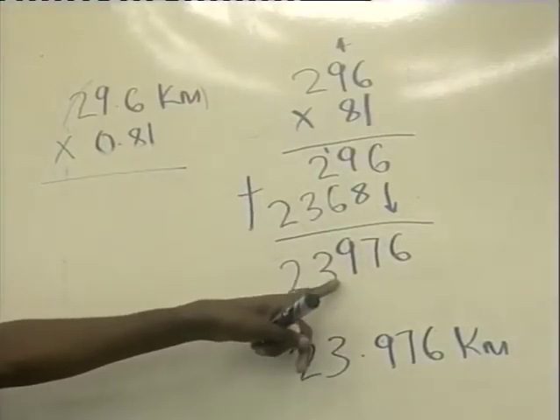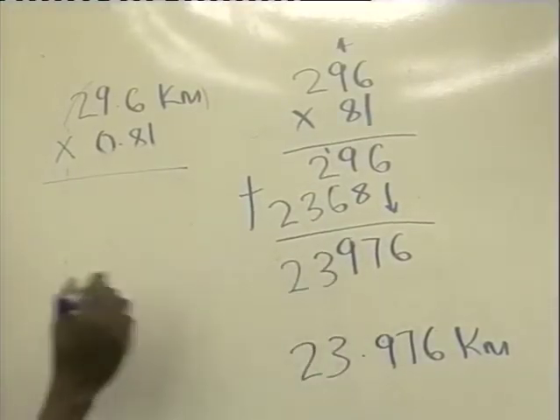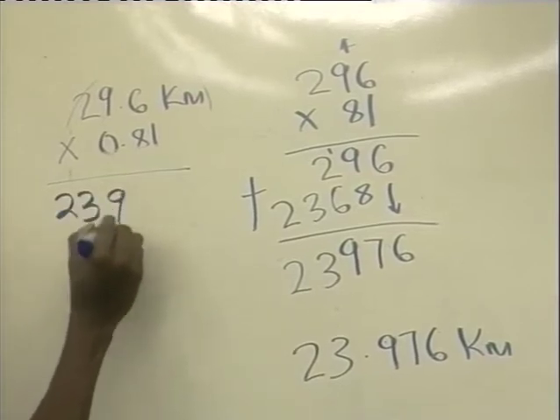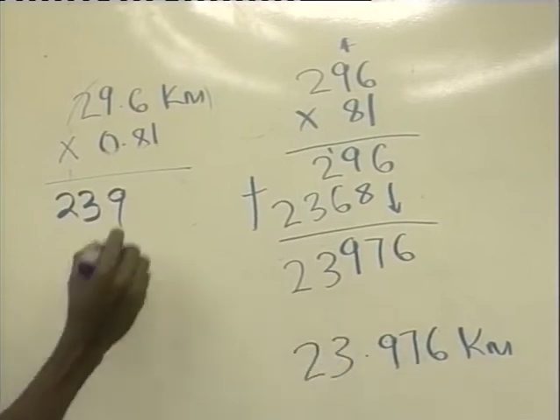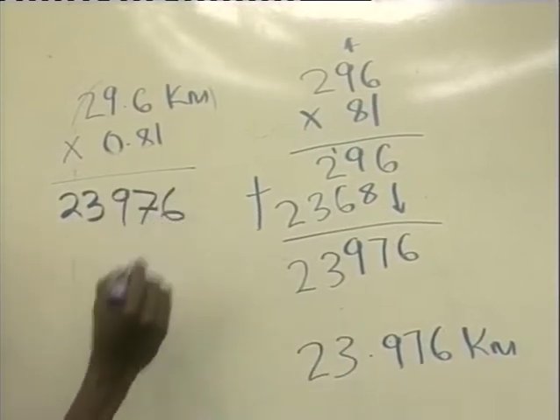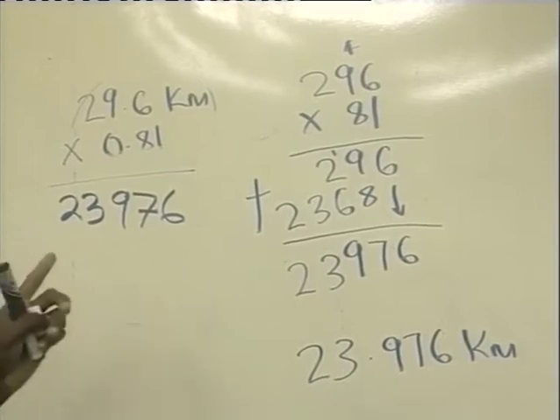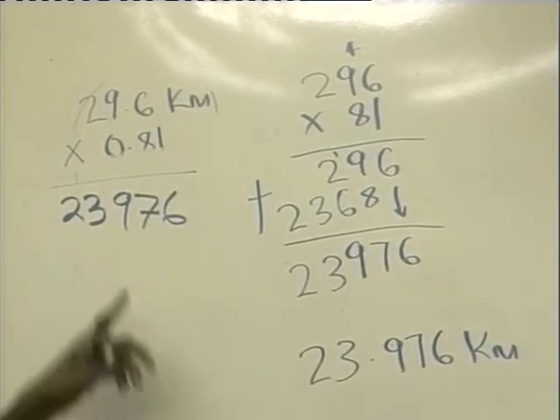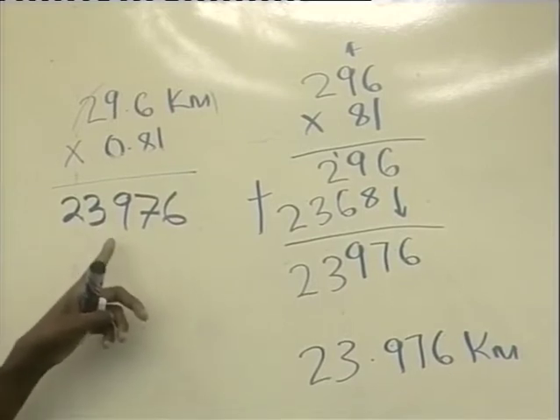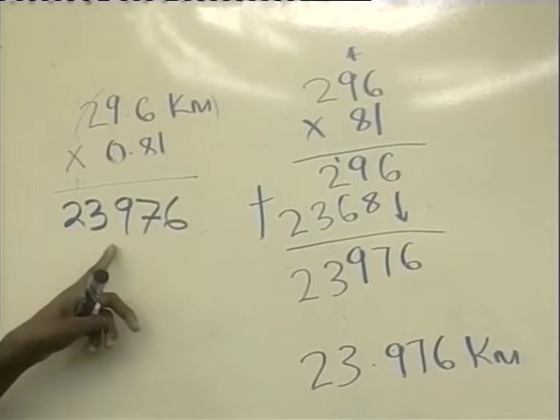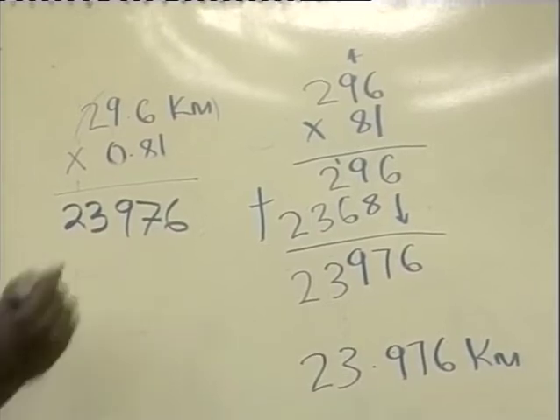What is the answer here? 23 point 7, 6. Don't forget your multiplication method, how to multiply when you are dividing by decimals. The last thing is you have to place your decimal point. So what is the decimal point? How many decimal places? 3.